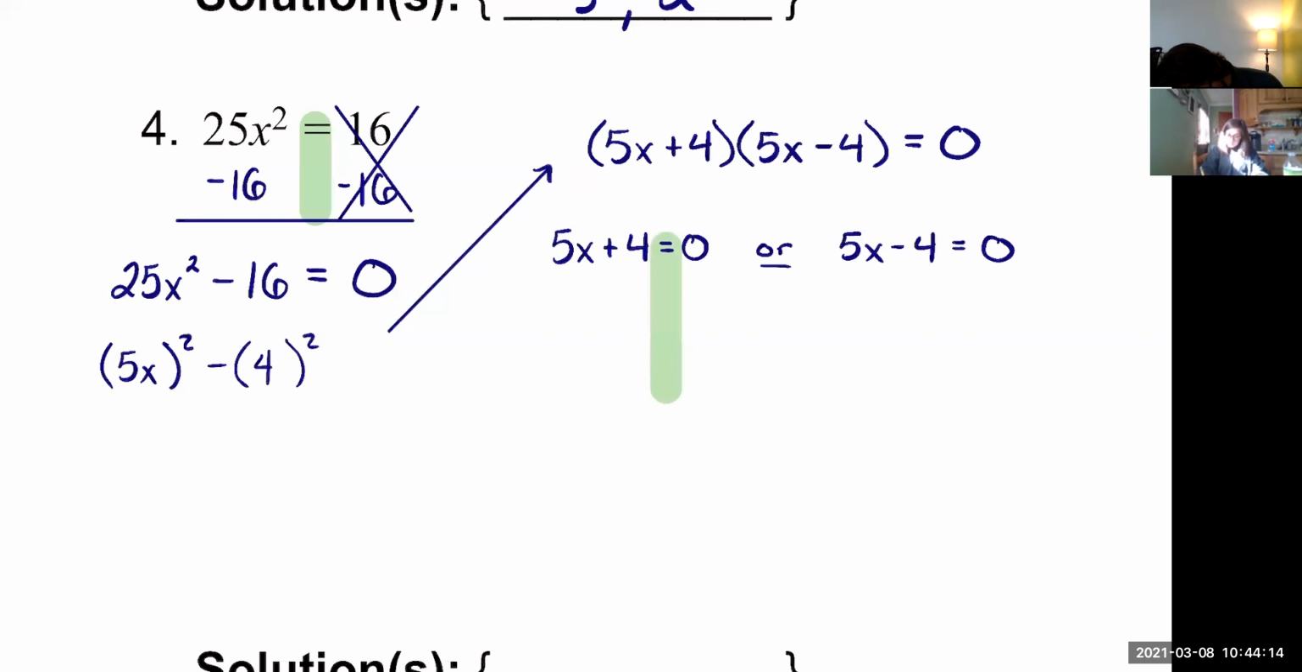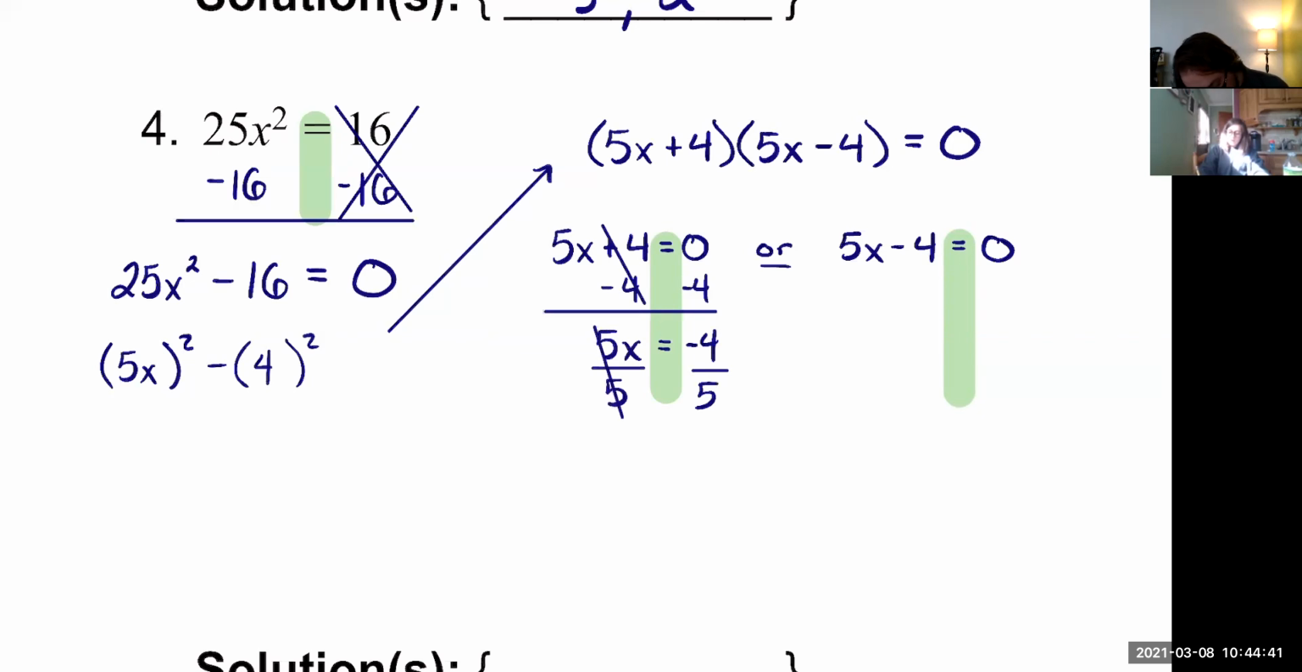So then I'm going to go through and solve these. What would you do to solve the first? Minus 4 from both sides. So I got 5x equals negative 4. And then what? Divide both sides by 5. You get negative 4/5.